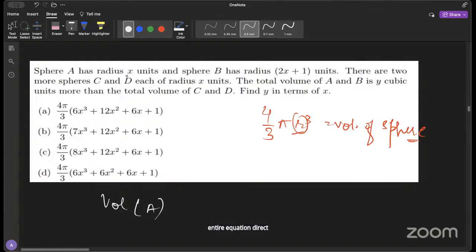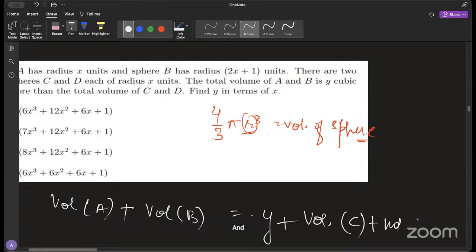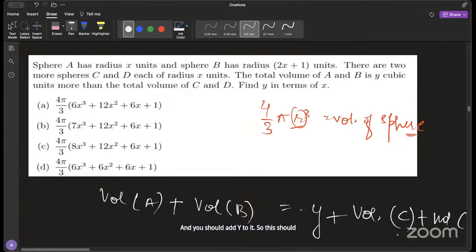So sphere A and sphere B. There are two more spheres C and D, each of radius x. The total volume of A and B is y cubic units more than the total volume of C and D. So this means volume of C plus volume of D, and you should add y to it. So this should be the equation, right? And then you just have to find each of these volumes.